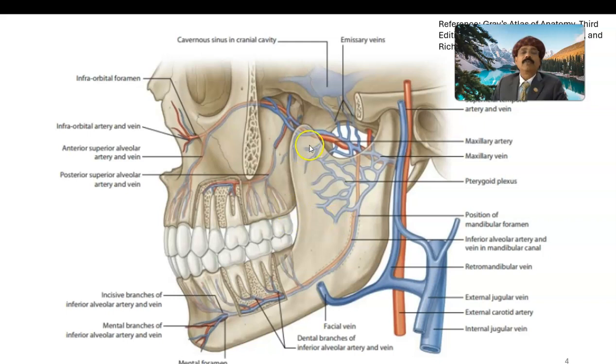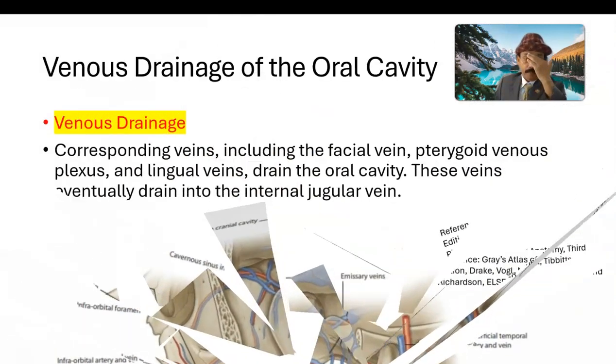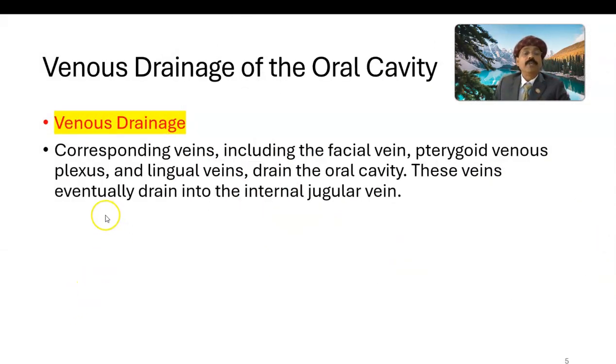Okay, we got that. For the upper jaw, we're getting the posterior superior alveolar artery and vein, and we have the anterior superior alveolar artery and vein. Here we have the venous drainage, corresponding veins, including the facial vein, pterygoid venous plexus, and lingual veins, which drain the oral cavity. These veins eventually drain into the internal jugular vein.